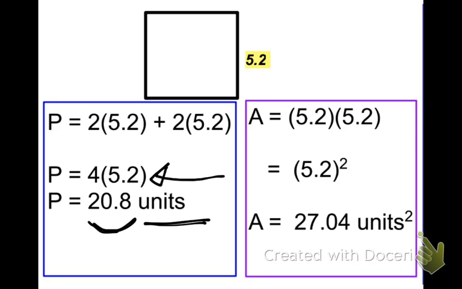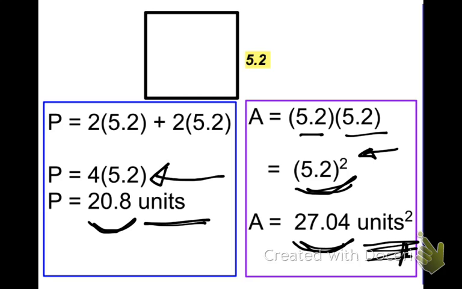Now area, you're multiplying side times side. That's the same as 5 2/10 squared. Multiplying, you get 27 4/100 units squared. Don't forget your little squaring there for your label.